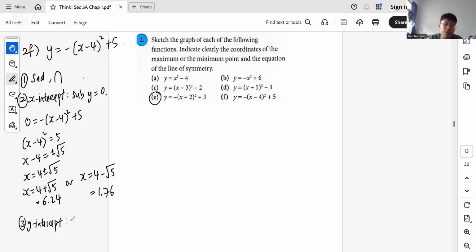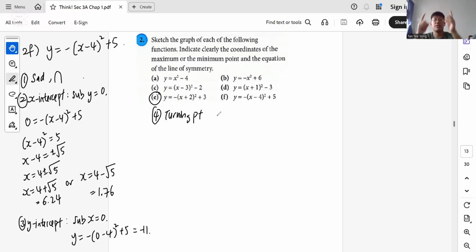Then point number three, y-intercept. The y-intercept is just sub x equals to 0. So y equals 0 minus 4 squared plus 5, which equals, let me see, -16 plus 5, so -11. Then point number four, turning point. The turning point in this case is also the maximum point because it is a sad face graph. So the turning point is just (4, 5).